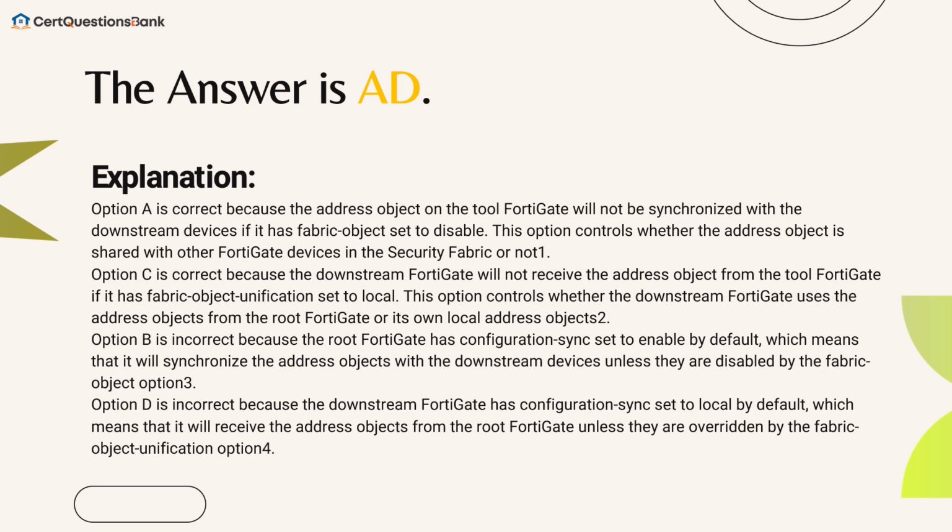Option B is incorrect because the root FortiGate has configuration sync set to enable by default, which means that it will synchronize the address objects with the downstream devices unless they are disabled by the fabric object. Option D is incorrect because the downstream FortiGate has configuration sync set to local by default, which means that it will receive the address objects from the root FortiGate unless they are overridden by the fabric object unification.